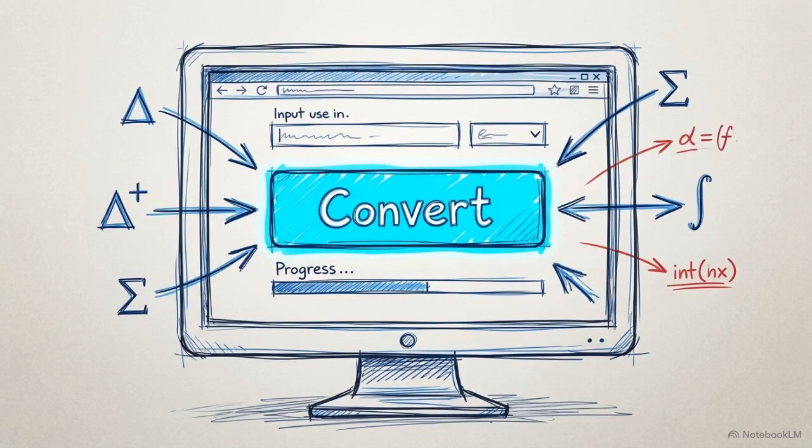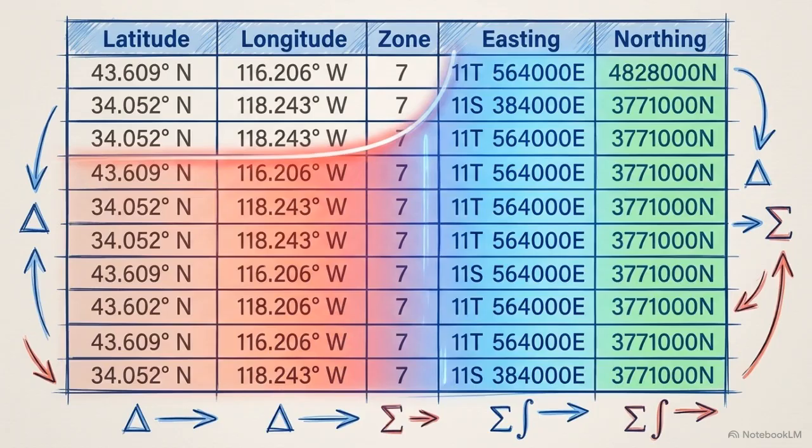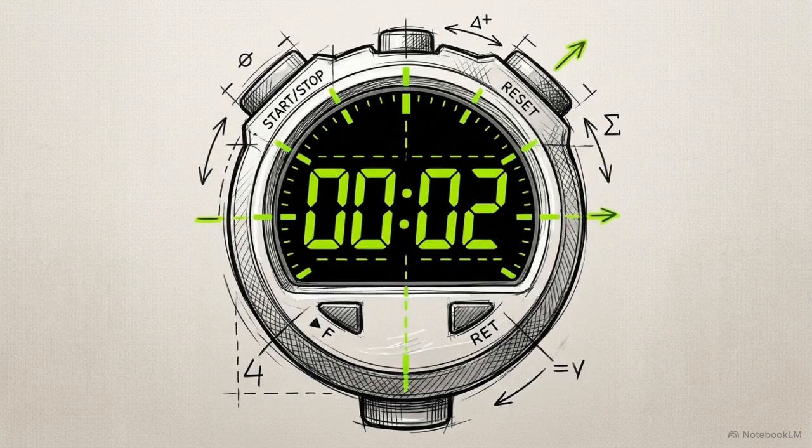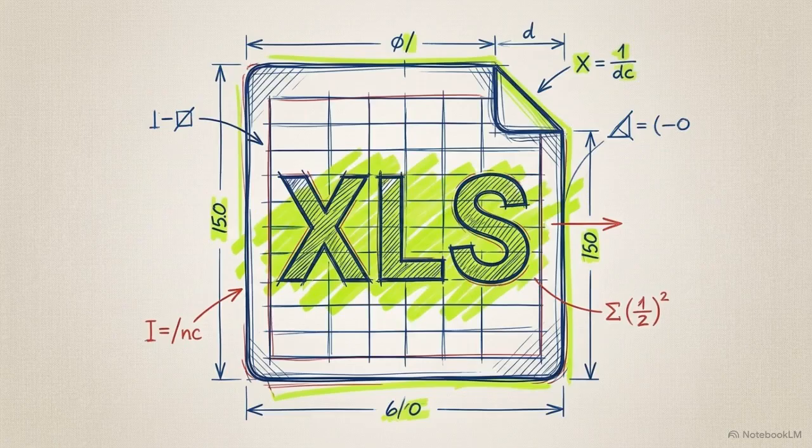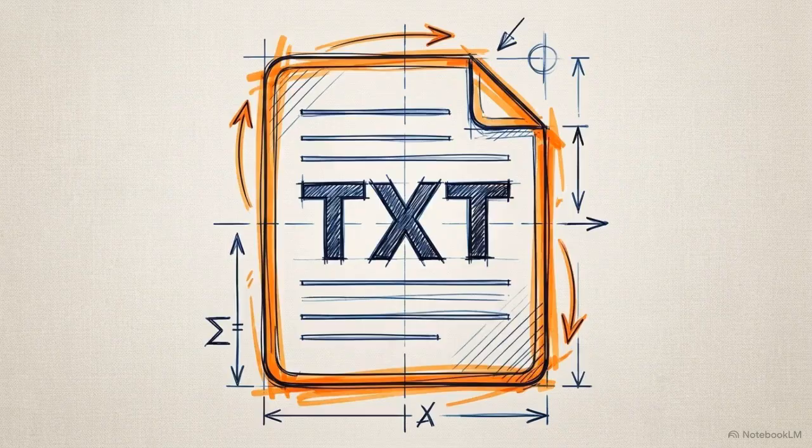EarthPoint's batch convert tool solves this directly. It reads your entire spreadsheet and runs all the mathematical conversions in bulk. By routing the data through this automated system, a data entry process that would typically take days drops to just a few seconds. Before we start, you need your raw data organized in a standard spreadsheet format, like an XLS file, a CSV file, or a TXT file.